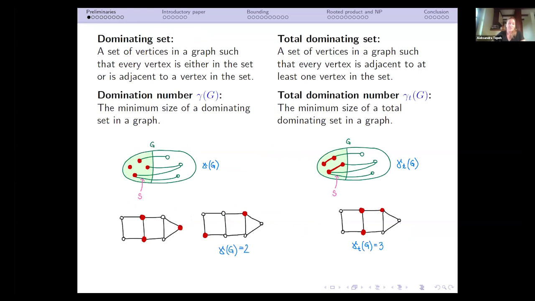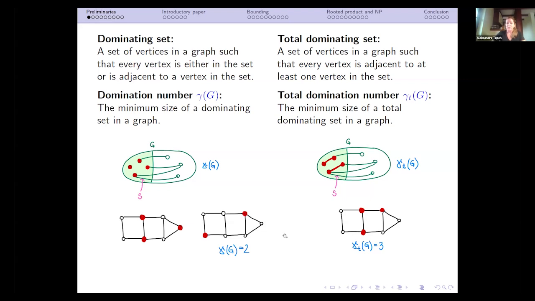Well, since the name of this workshop is domination theory and its application, I believe we are all familiar with these definitions, but just in case, let us recall them. A dominating set is a set of vertices in a graph such that every vertex is either in the set or is adjacent to a vertex in the set, and the domination number is the minimum size of a dominating set in the graph. So with these red vertices, I denoted here one dominating set, but it is not optimal. We can dominate this graph with 2 vertices, as you can see here, but we cannot do it with 1, obviously.